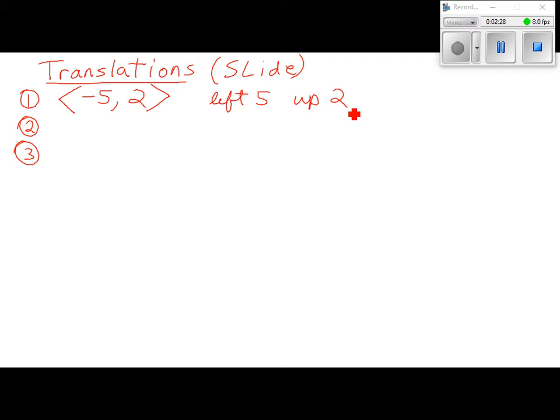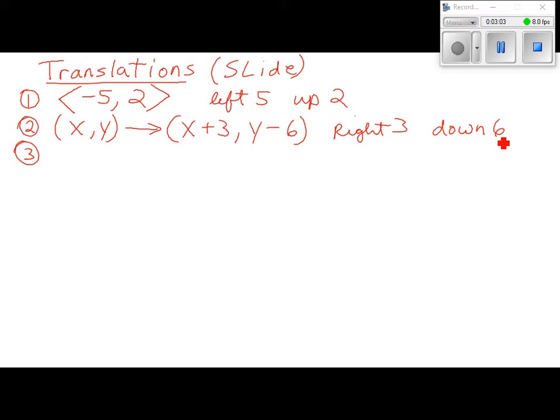The other one that we had was the rule. And I'm just going to write one out in this rule form. What's that rule tell us? Move right 3, down 6. Right 3. This tells us you're adding 3 to all the x's. So you're going to the right 3. This tells us you're subtracting 6 from all the y's. So it's telling you you're going down 6. Very good.